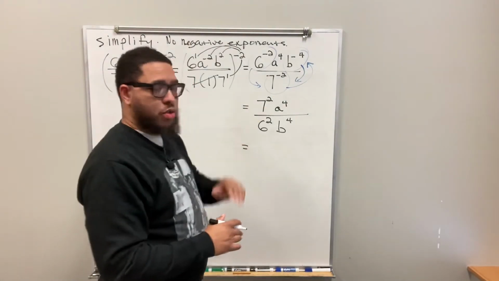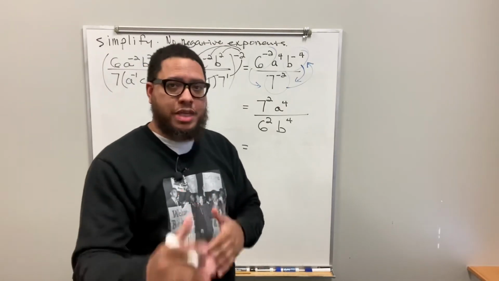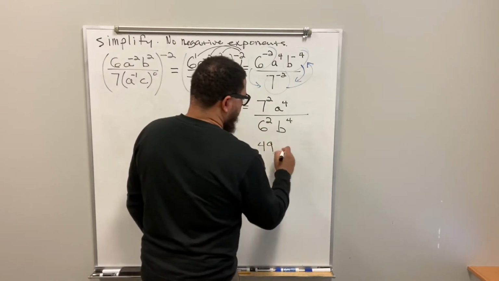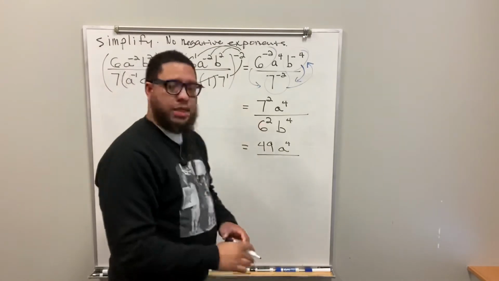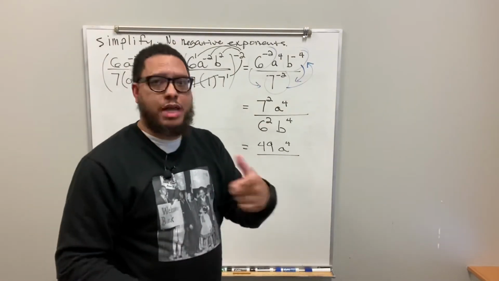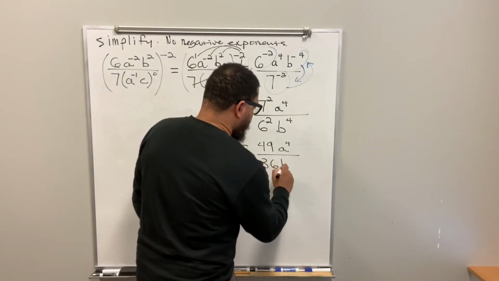Say, okay, 7 squared, that means 7 times 7. Not 7 times 2, 7 times 7. So 7 times 7 is going to give me 49. And then I got 8 to the 4th. Then in my denominator, again, 6 squared. It's not 12. 6 squared is not 12. It's not 6 times 2, it's 6 times 6. 6 times 6 is going to give me 36. And then I got b to the 4th.